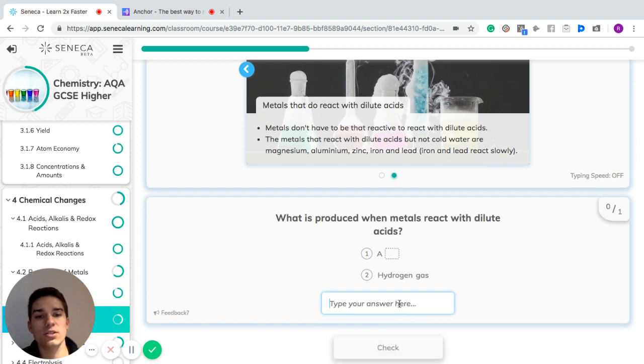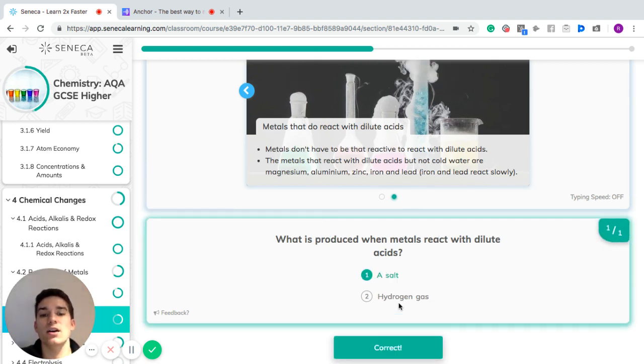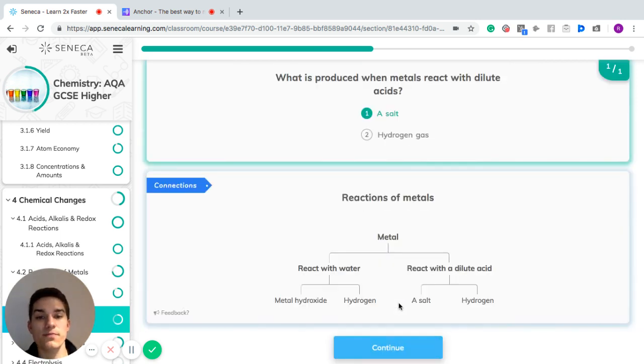So what is produced when a metal reacts with dilute acid? Well, if you remember from earlier, the first thing that's produced is hydrogen, and a salt is also produced. Just to run through some of those reactions again. The metal's reaction with water produces metal hydroxide and hydrogen, and the metal's reaction with dilute acid produces a salt and hydrogen.